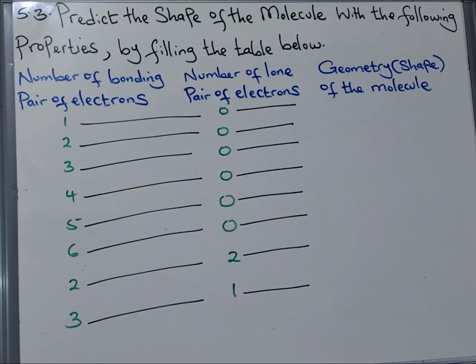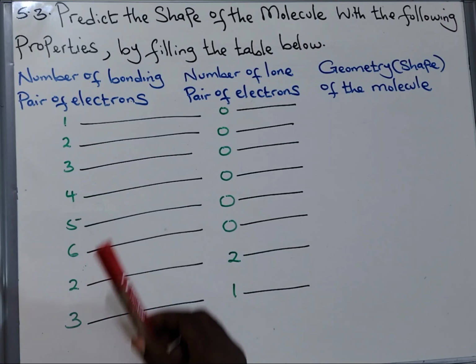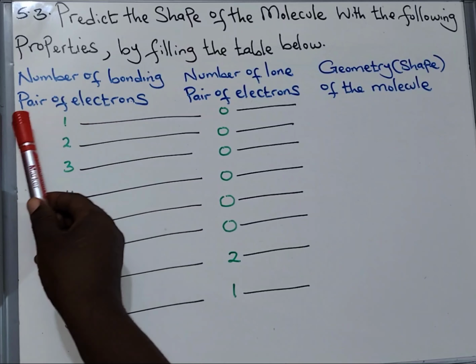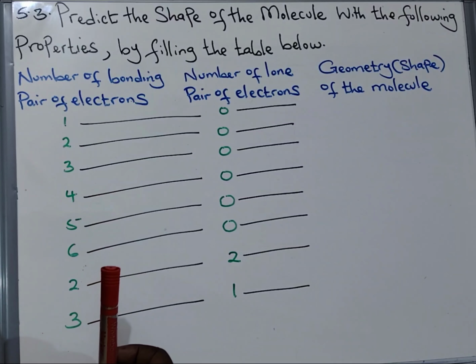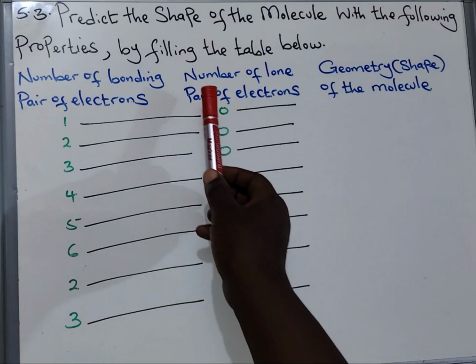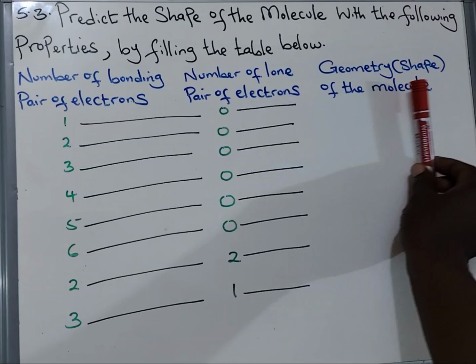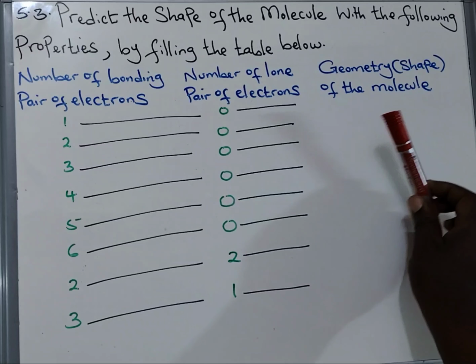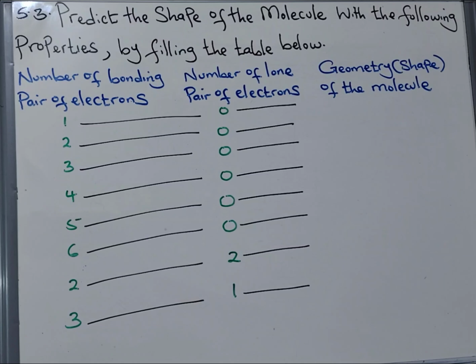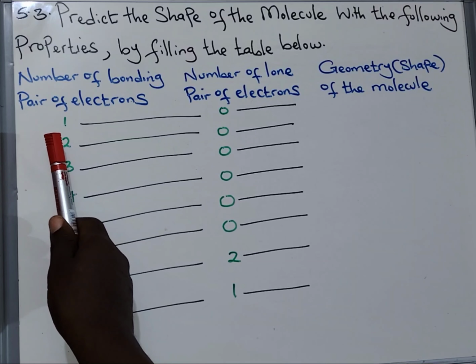Yes, we are looking at this question. It says: predict the shape of the molecule with the following properties by filling the table below. What do we have here? Number of bonding pairs of electrons. Number of lone pairs of electrons. And this side you have the geometry or shape of the molecule. Let's start and look at the first one.